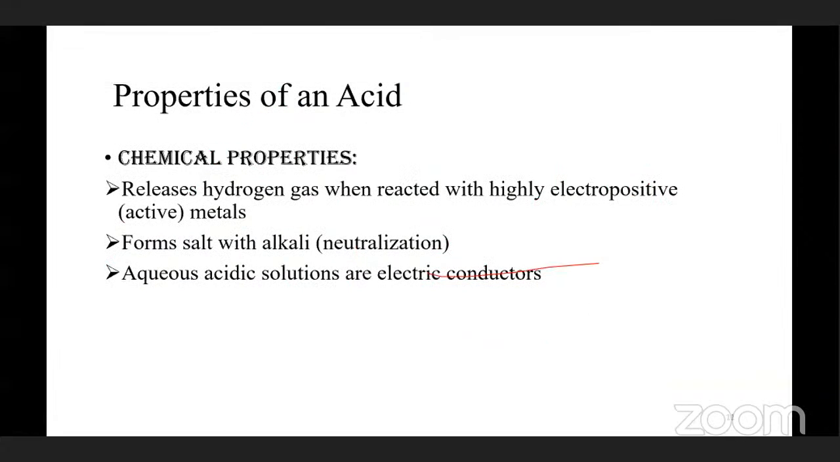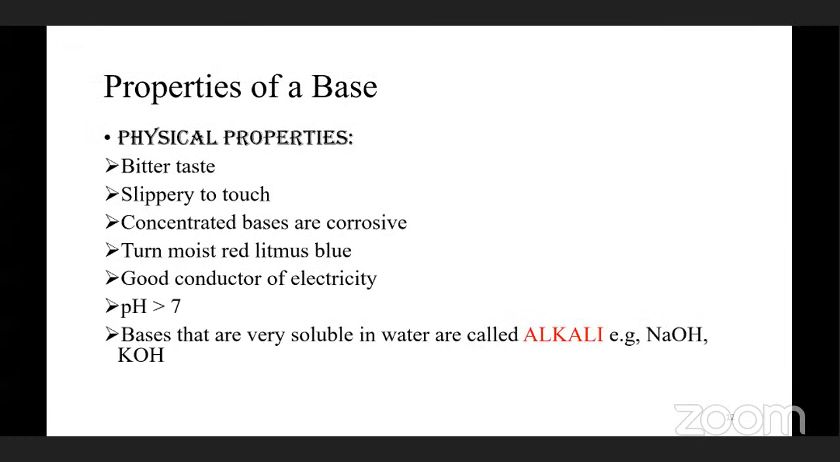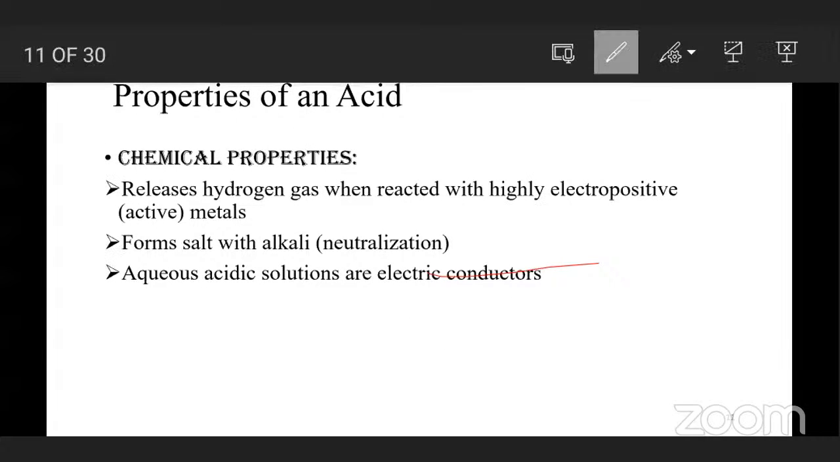We also will be looking at the chemical properties of an acid. One of the chemical properties of an acid is that it should be able to liberate hydrogen gas when it interacts with active metals. What are active metals?